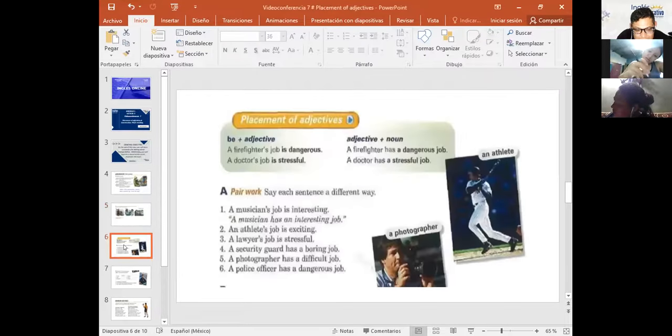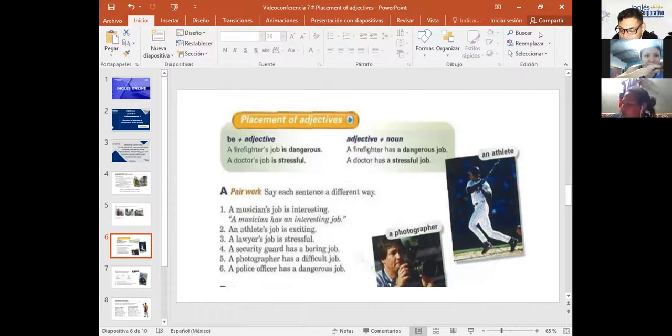Bien, vamos con el siguiente ejercicio, que es el famoso placement of adjectives, refiriéndose a la posición de un adjetivo. As we know in English, when we talk about adjectives, we talk about the adjectives that help us to describe people, animals, and objects. The main function of an adjective is to provide a characteristic of the subject. Es decir, la función de un adjetivo es dar una descripción, una característica del sujeto. Por ejemplo, si es alto, tall, si es pequeño, bajo, grande, bonito, interesante, peligroso, estresante. Estos adjetivos nos indican eso, right?